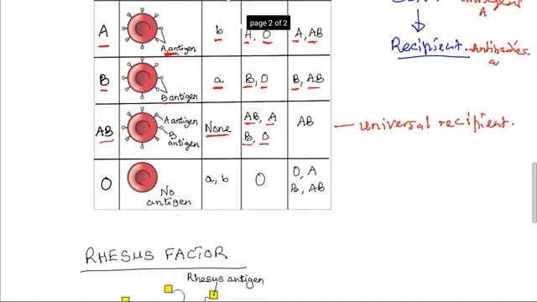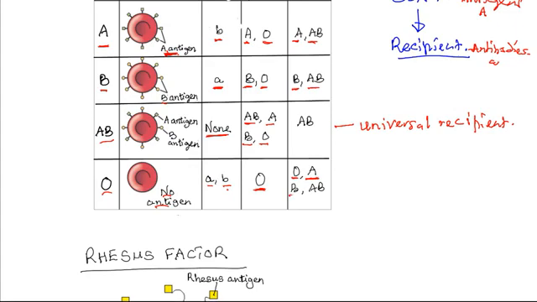However, blood group O can give to itself, can give to A, because it has no antigens to react with the antibody B in blood group A. Can also give to B, since it has no antigen to react with the antibody A in blood group B, and can also give to AB, since it has no antigens to react with any antibodies. But also remember, blood group AB does not have any antibodies, so it can receive from blood group O.